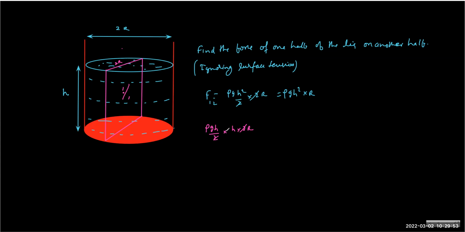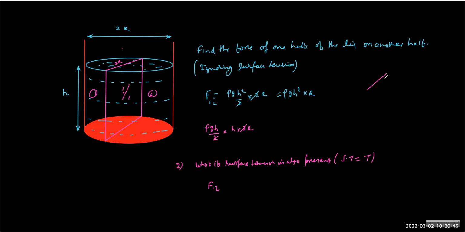Now, what happens if we include the surface tension? What if surface tension is also present? Surface tension is T. So, what is the force on 1 due to 2? Tell me, guys. So, will the pressure push the other part or pull the other part? Push. And surface tension? Pull.